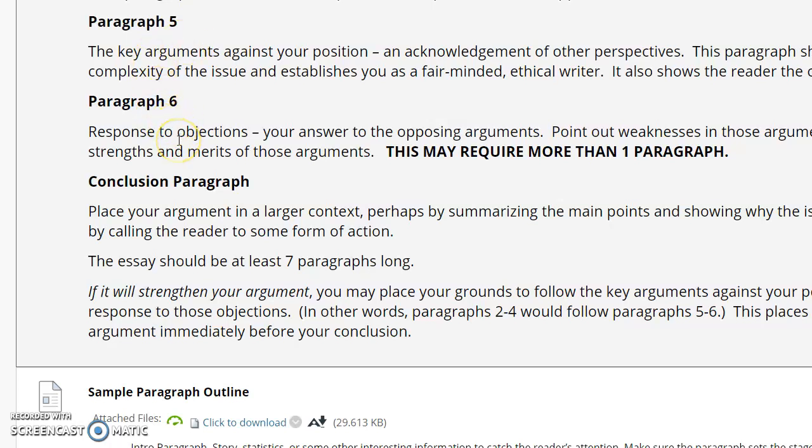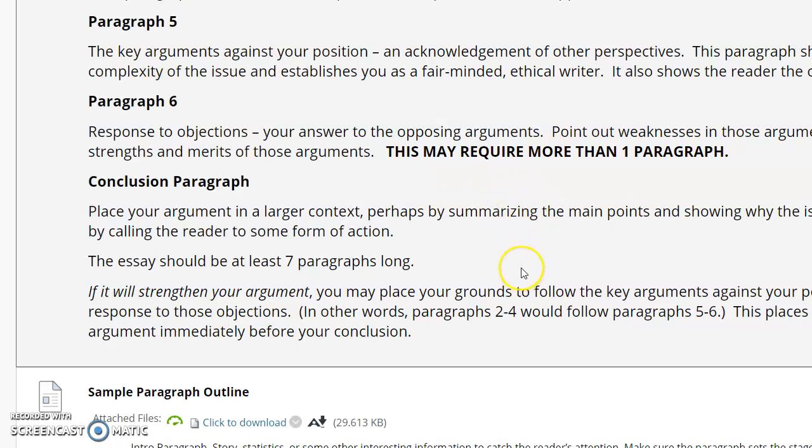And then in the next paragraph, and possibly multiple paragraphs, you begin responding to them. You explain what's wrong with those perspectives. Sometimes you even have to tell what's right about those perspectives. But you try to point out a flaw, a weakness in every one of those perspectives, if you can. This might require more than 1 paragraph. And then you have a conclusion. And in the conclusion, you might try to place the argument in a larger context. You might summarize your points. You might discuss why the issue is important. You might call the reader to some form of action.